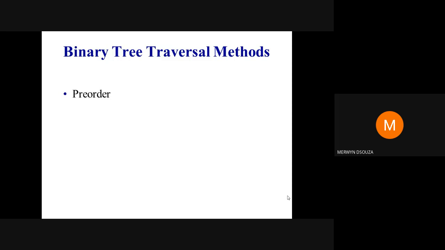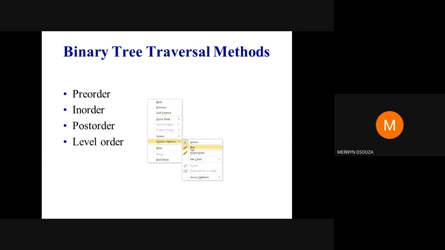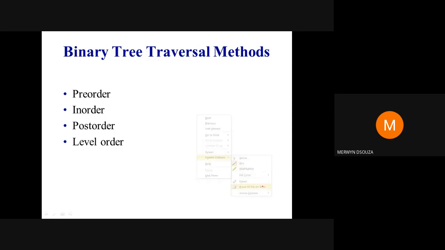There are various traversal methods. Basically, there are three main methods: pre-order traversal, in-order traversal, and post-order traversal. In addition, there is a fourth method known as level order traversal. Most of the time in exams, they will ask you for the first three methods: pre-order, in-order, and post-order. So we will look at all the methods today, and how to do the traversal.